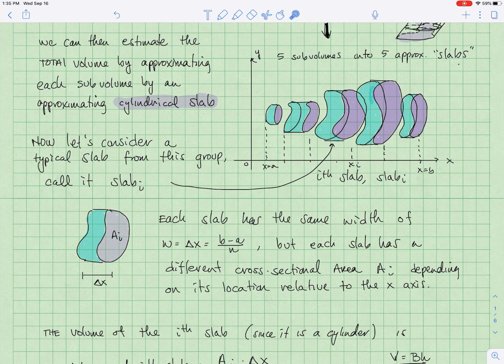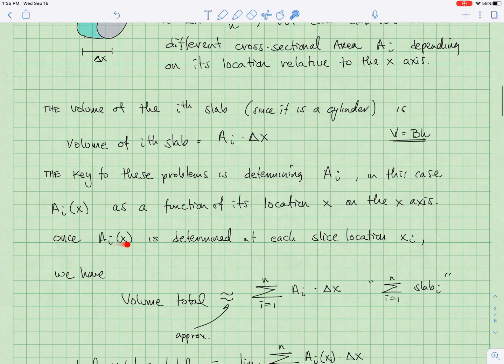If we're going to slice perpendicular, then we want everything about this slab to be relative to where it's located. So I want to find its location. I know the thickness is going to be some kind of delta x, but now I need to find a formula for this cross-sectional area depending upon my location. That's what I mean by A of x, determined at each slice location, x sub i.